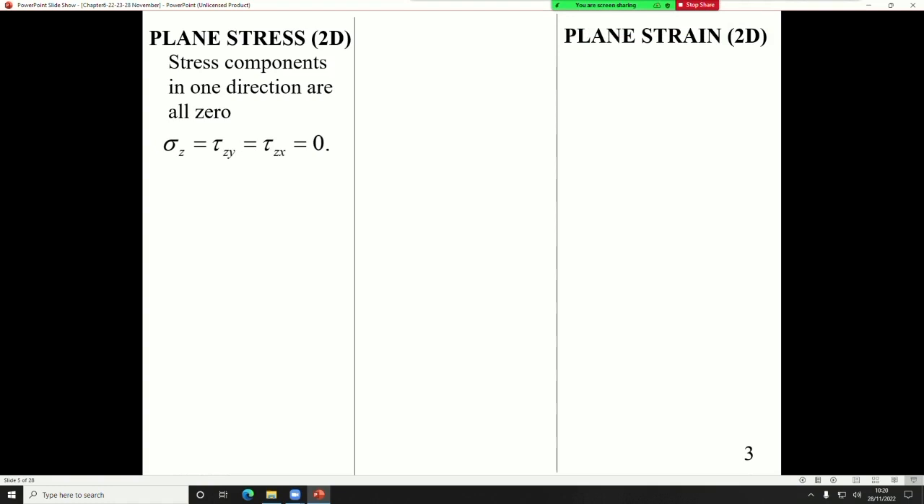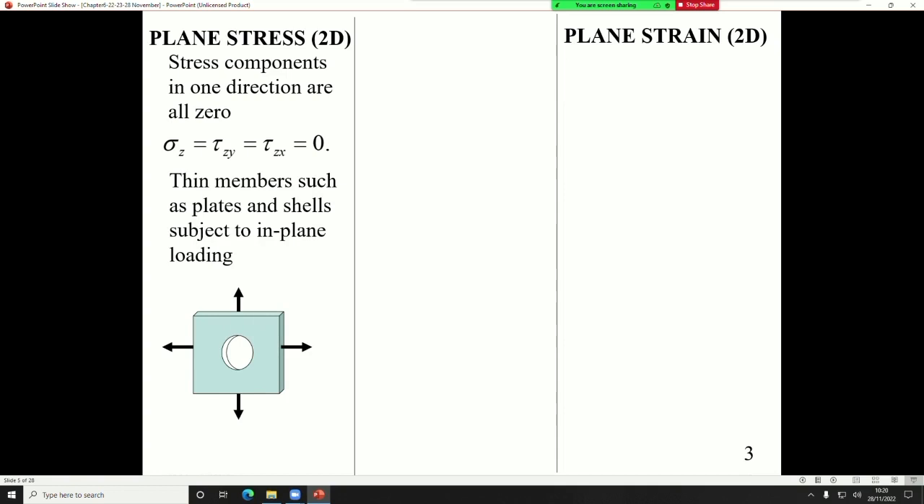But when does this occur? It's when the material is very, very thin, and we have no out-of-plane loading. So if you've got a thin flat plate subject to biaxial loading and also shear loading, it can be analyzed as a planar stress problem. The reason is that because it is very thin, the stresses in the other direction are very, very small or negligible. So a planar stress problem, as I said, happens in thin members subject to in-plane loading. If we apply out-of-plane loading, then it's not a planar stress problem anymore.